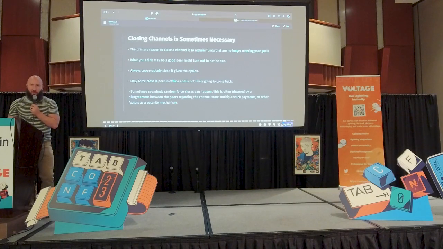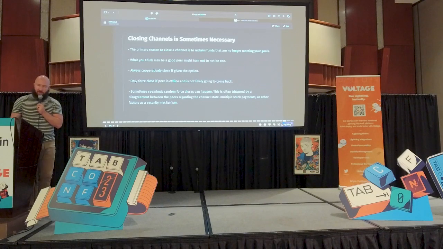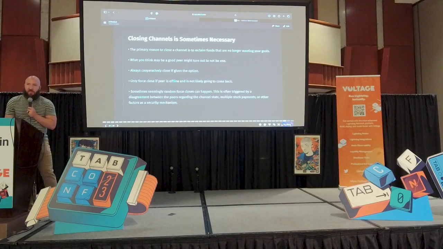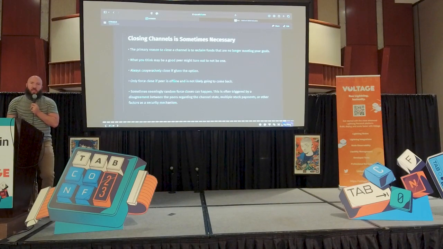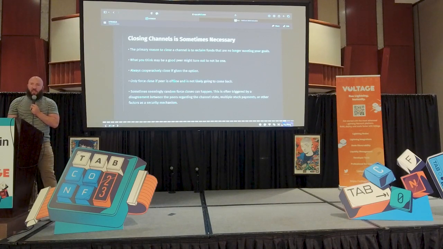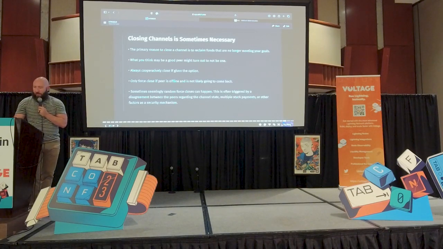And sometimes random force closes happen. Sometimes there's a disagreement between peers that you can't control. It's kind of advanced, but don't be surprised if random force closes sometimes happen, unfortunately. In a high on-chain fee environment like we experienced a few months ago, it's especially scary because who knows if the random force close is going to be broadcasted with a fee rate that is not going to get confirmed for a long time. So this is another reason why having channels with good peers is very important.